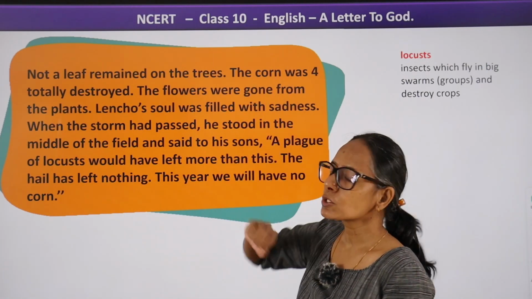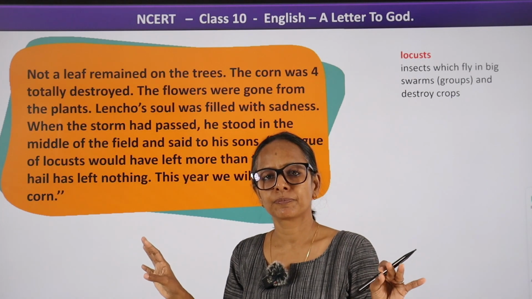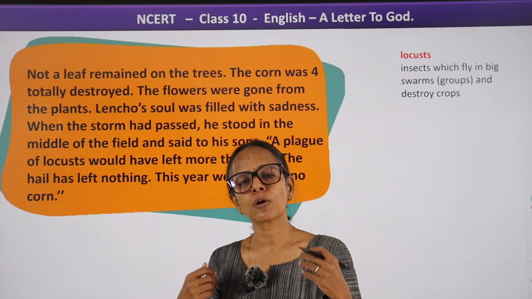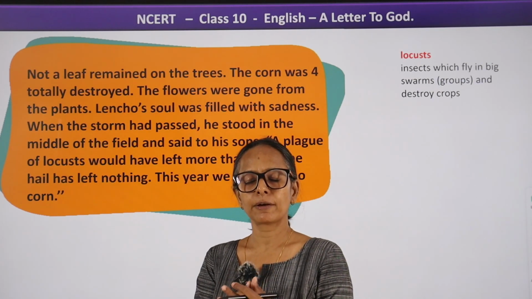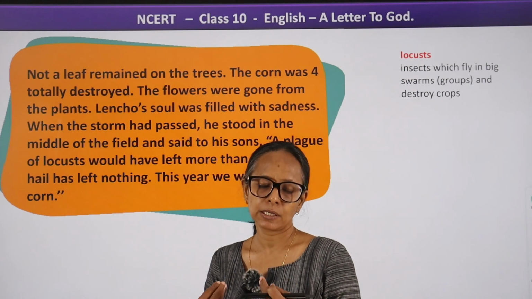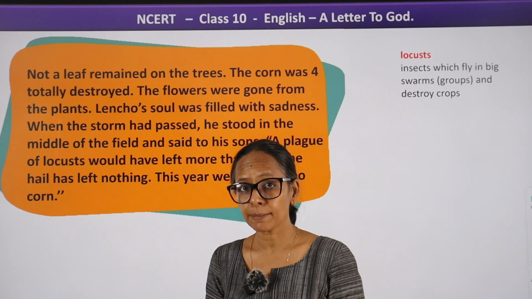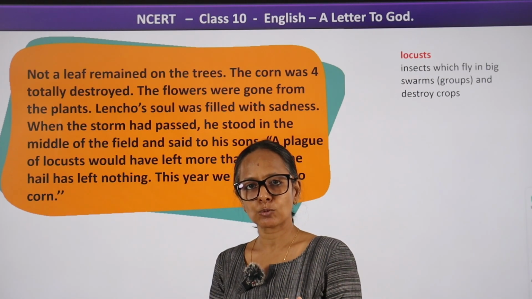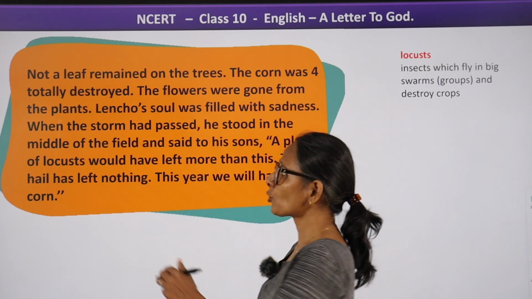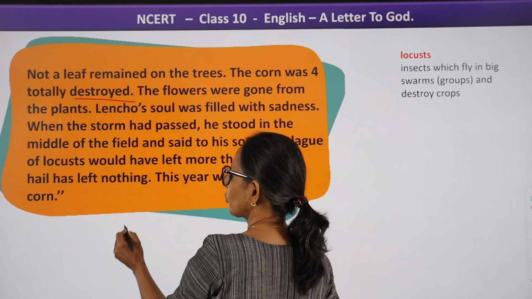"The corn was totally destroyed." What did Lencho want? He wanted rain, for the corn to grow well so he could have a really good harvest and make some money for living. But now what has happened? Because of the hailstones, all his corn has got destroyed. Destroyed, like we saw before, ruined.